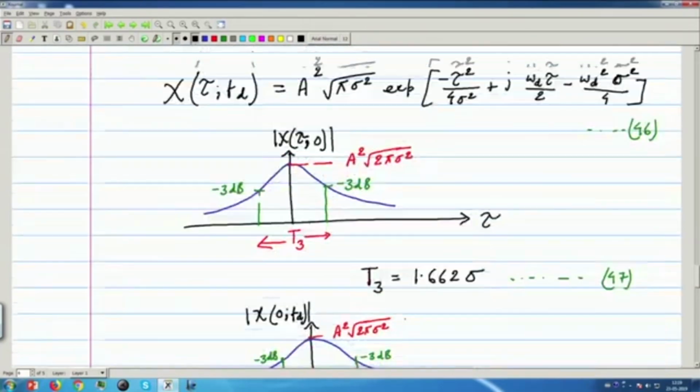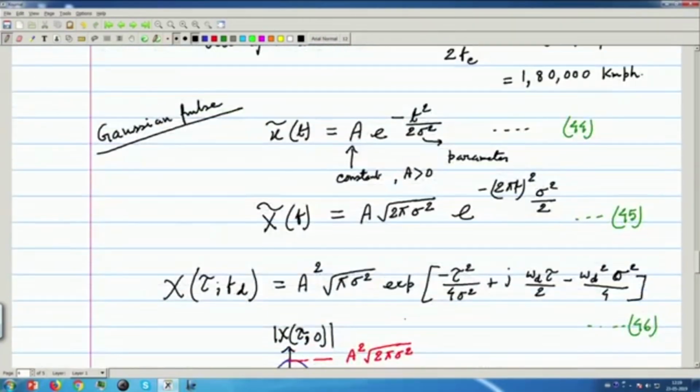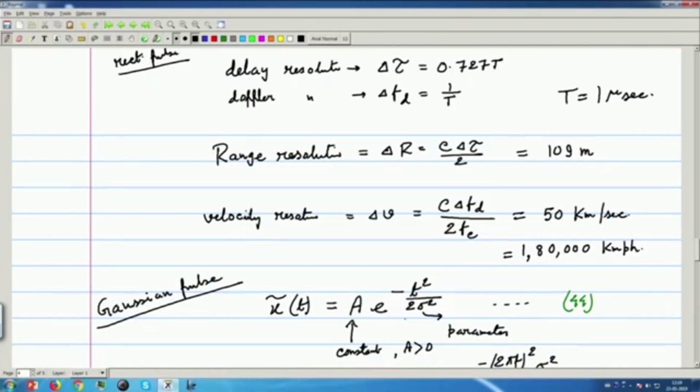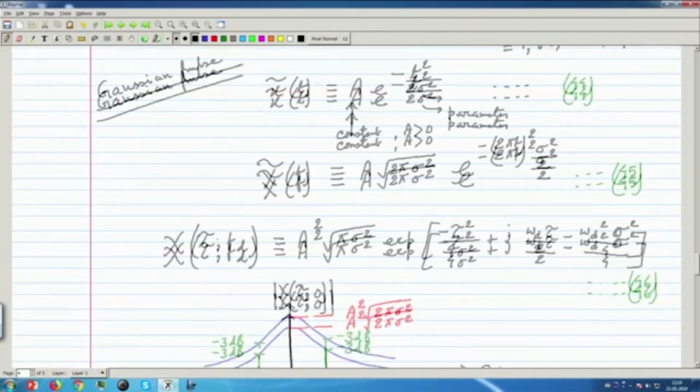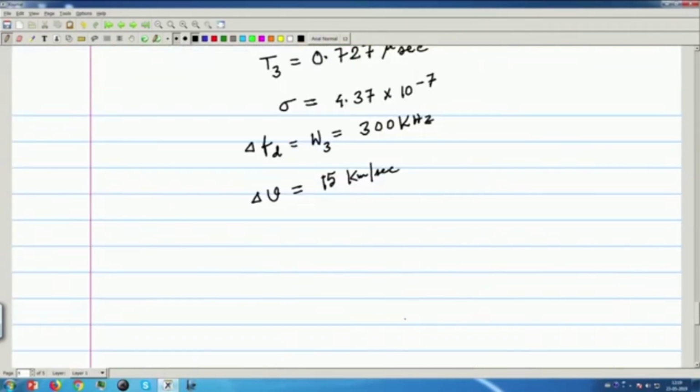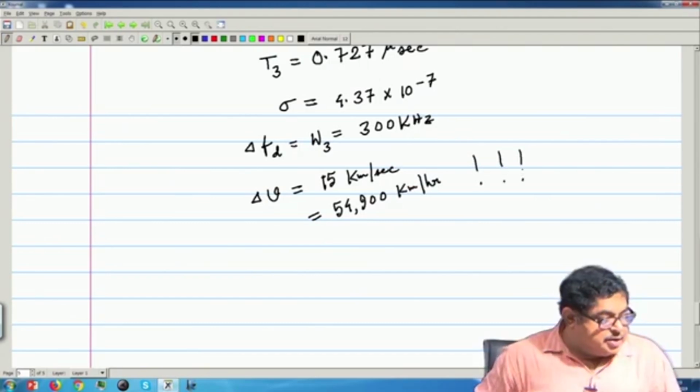15 kilometer per second means, what is 15 kilometer? So, from 50 it is a threefold improvement, more than threefold, but still that is 54,900 kilometer per hour. So, that is the resolution for this.